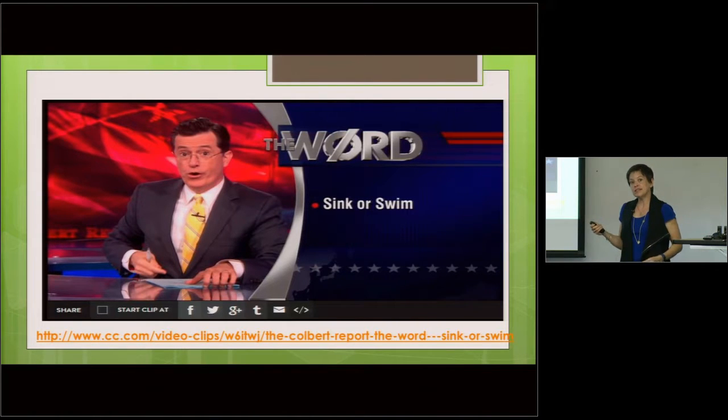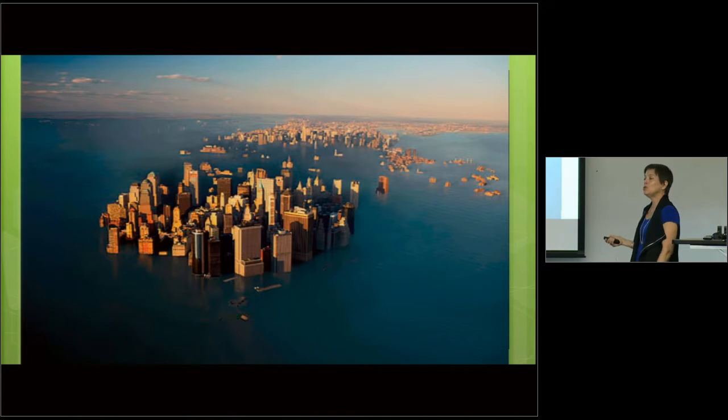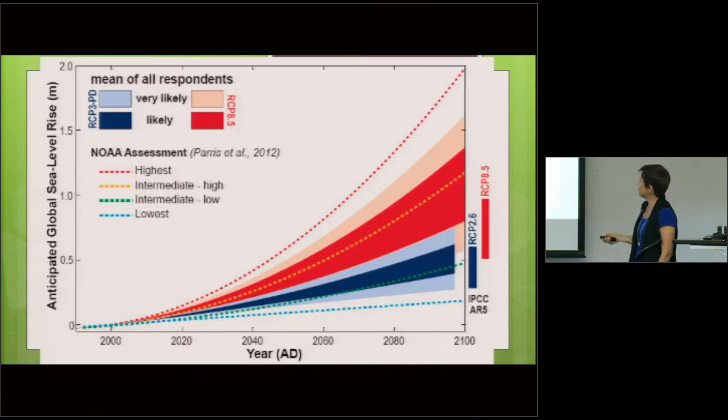Sea level rise. I'm not going to play this one because this is a Colbert Report, so you guys can watch that later. It's really funny. Have you guys seen this one before? Sink or Swim. It's really good. Okay, so we won't watch that. But you may have seen these sort of doomsday scenarios, right, where all of Florida is underwater. Colbert has one where, in that video, Florida is underwater. You may have seen these.